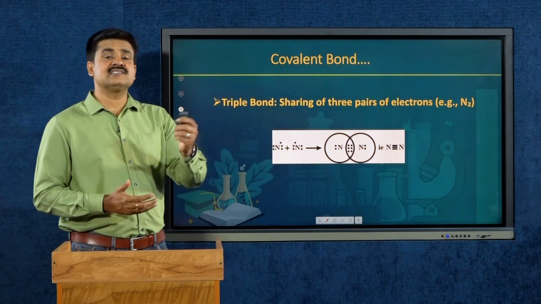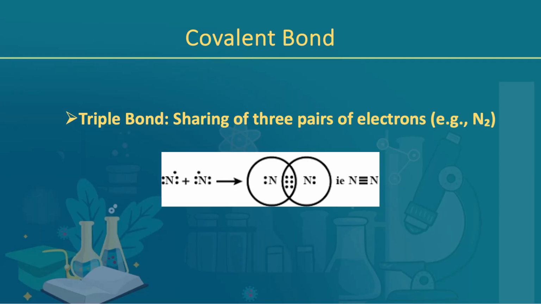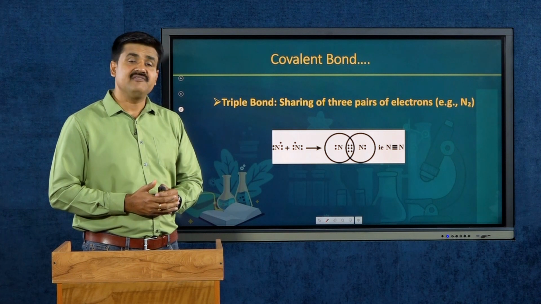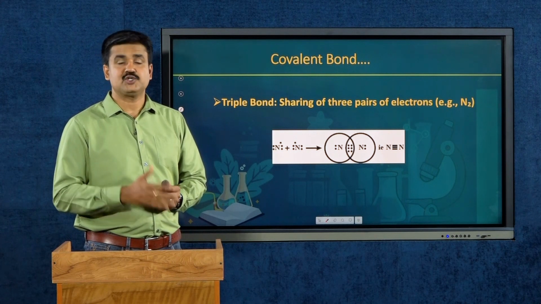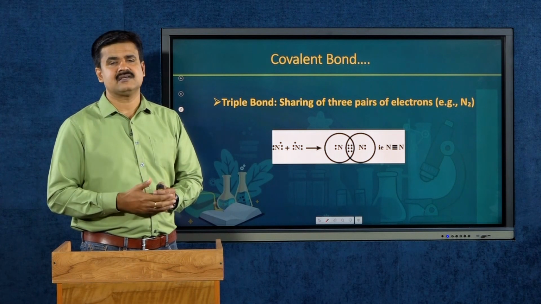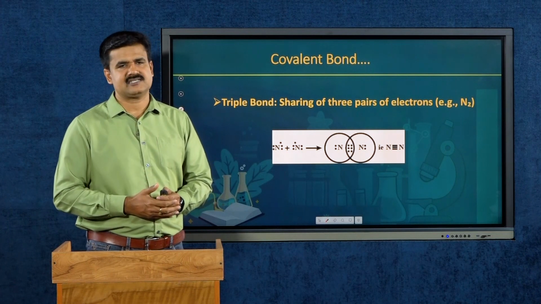Now, consider the formation of a triple bond in the nitrogen molecule. In the case of triple bond formation, there occurs the sharing of three pairs of electrons. A clear-cut example is the formation of N2. In the nitrogen atom, there are 5 electrons in the valence shell. As a result of the sharing of three pairs of electrons to form the N2 molecule, there occurs triple bond formation, and each nitrogen atom attains stability by completing its octet.